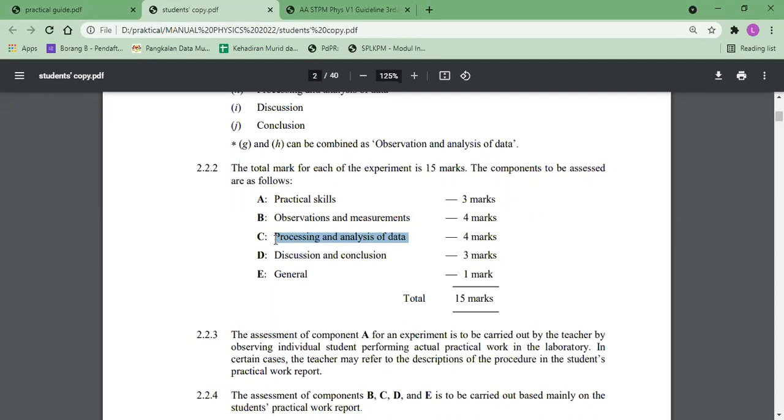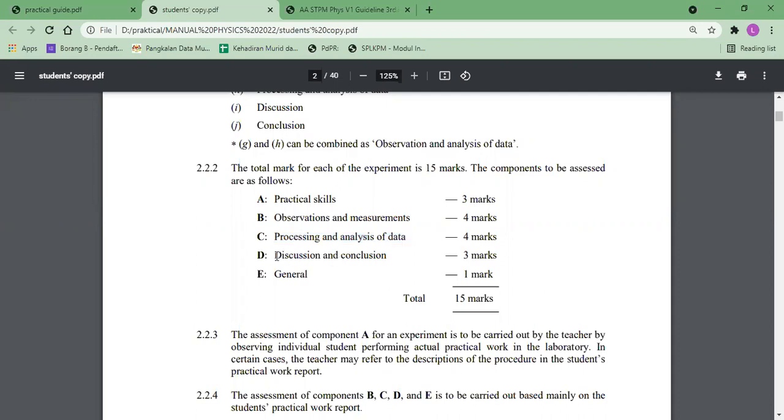Later, processing and analysis of data. We have 13 experiments, 10 experiments with graphs, so that means analysis with a graph for 10 experiments. For the other 3 experiments, you need no graph, but you need to do the error analysis, finding out the uncertainties and also the percentage of error. Then, discussion and conclusion.